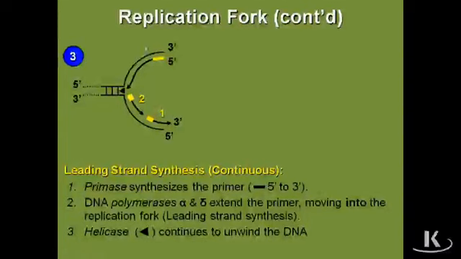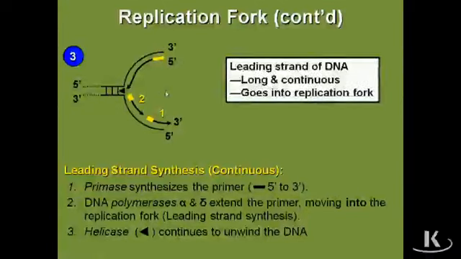So there's going to be two strands of the DNA. Depending upon the orientation of the 5' and the 3' group, relative to the direction the replication fork is moving, there's either going to be a leading strand or a lagging strand. So let's first consider the leading strand. The leading strand is long and continuous, and think of it as going into the replication fork. It's going in the same direction. It's being synthesized or duplicated in the same direction as the replication fork is going.